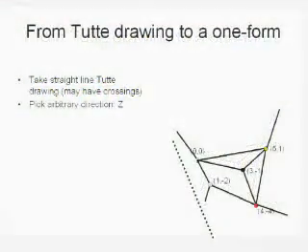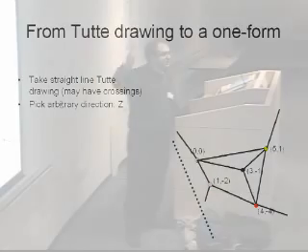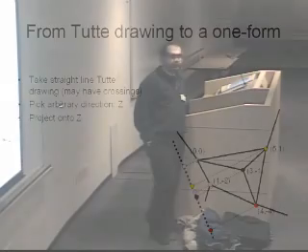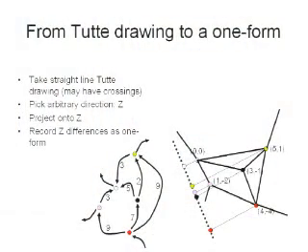So what are we going to do? We're going to take any direction. So here's a direction, dotted line. We'll call that direction Z. We'll take all of our vertices, and we'll project them onto that Z axis. We're going to look at the difference in the Z axis, and then we're going to record that in a one-form on the mesh.